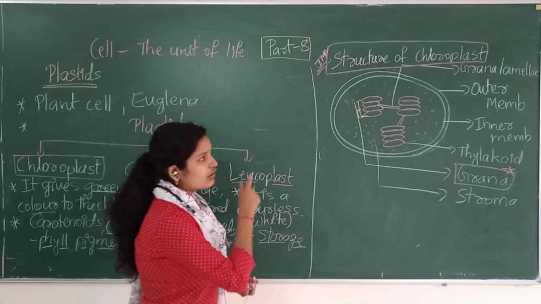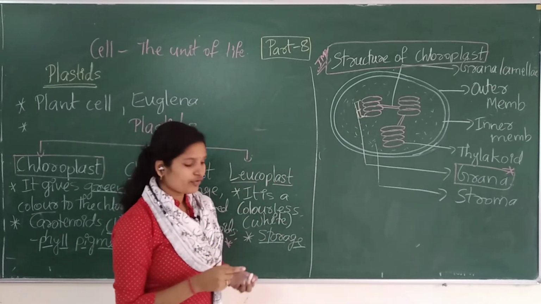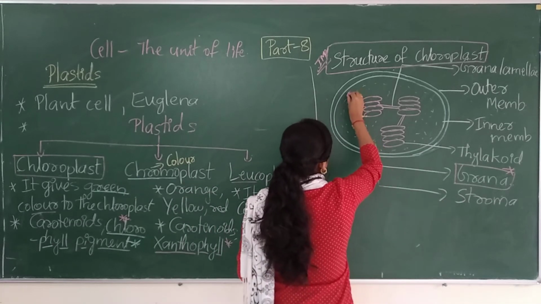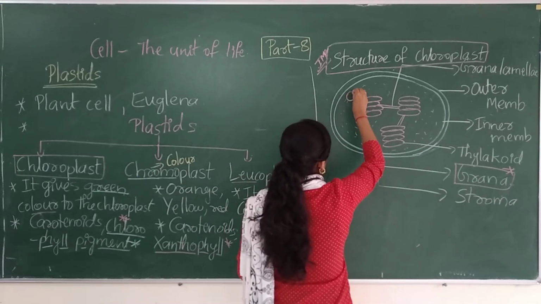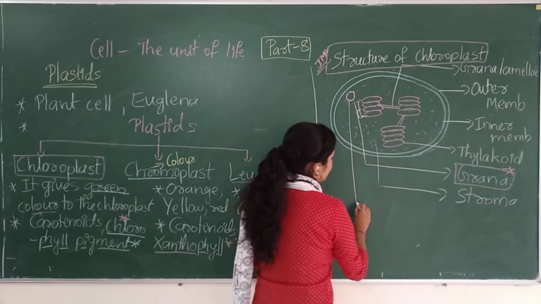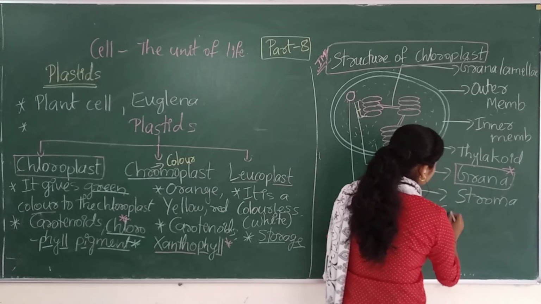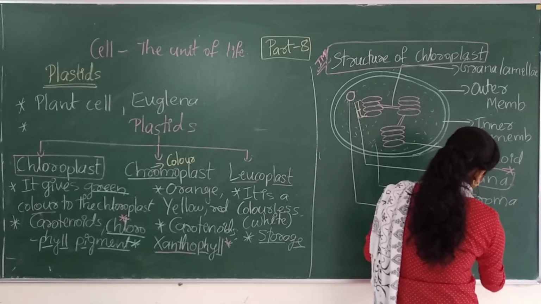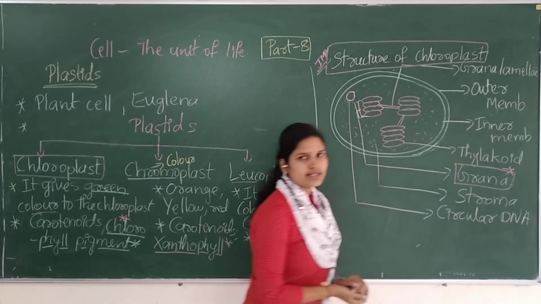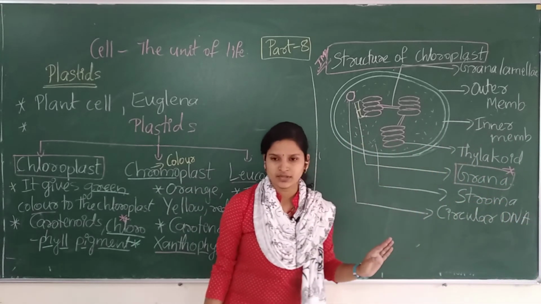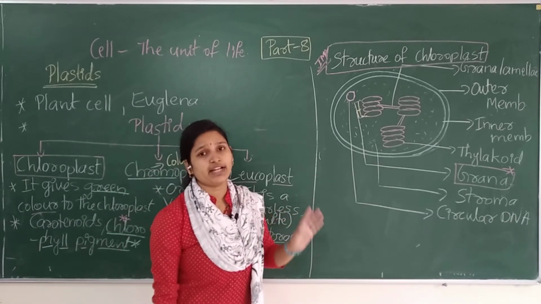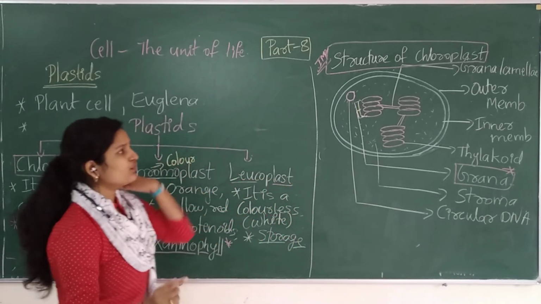And apart from all these structures, there will be a single circular DNA. Okay, single circular DNA. Understood? The structure of the chloroplast is very important. I will explain it once again.